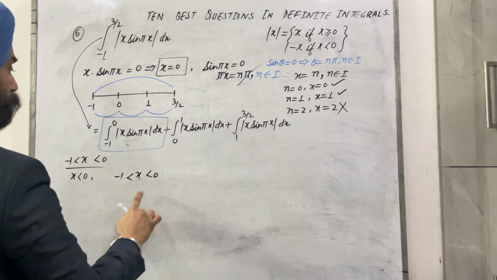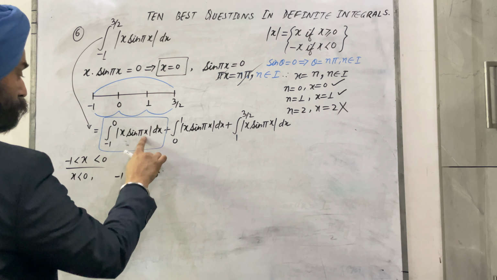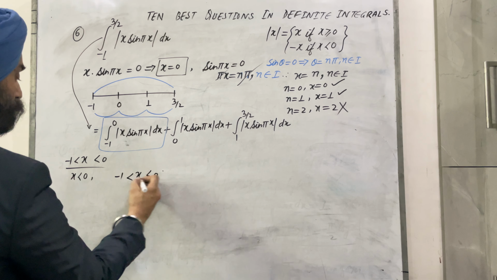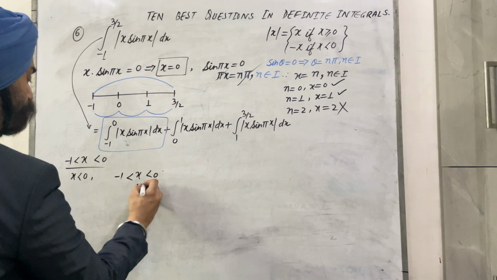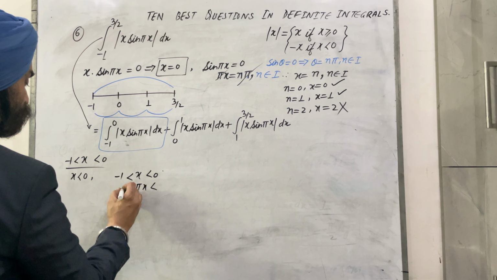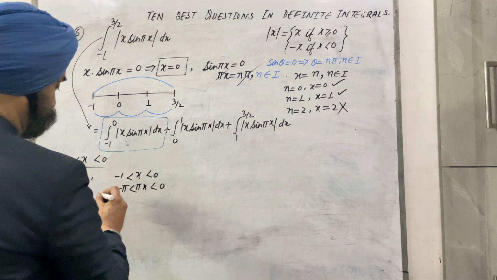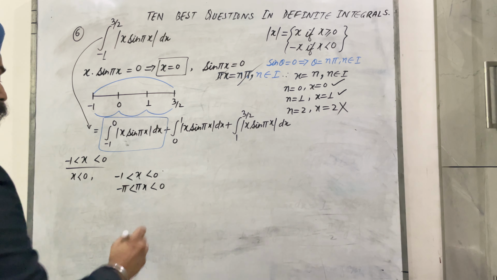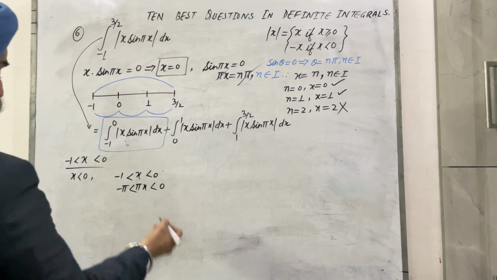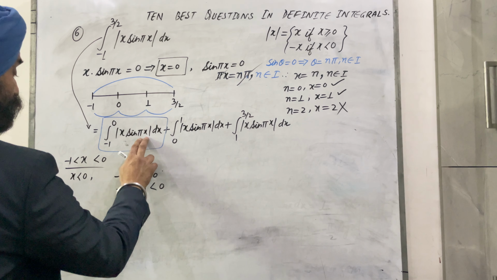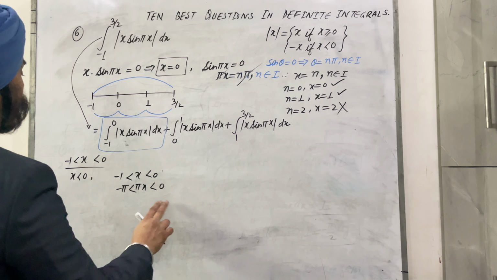The x that you see here is attached with pi, so I multiply both sides by pi. So we get pi x. Since pi is a positive constant, if you multiply this inequality by a positive constant, the sign of the inequality will remain the same. So pi x, the angle, is in between minus pi and 0.